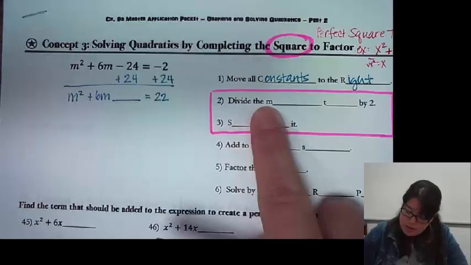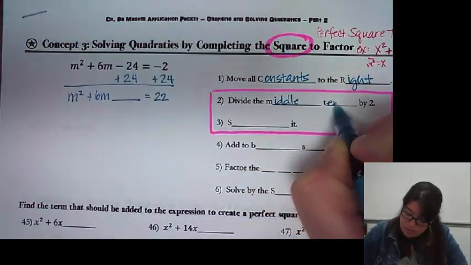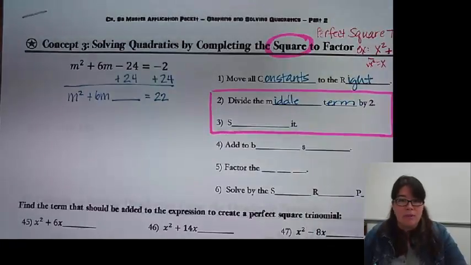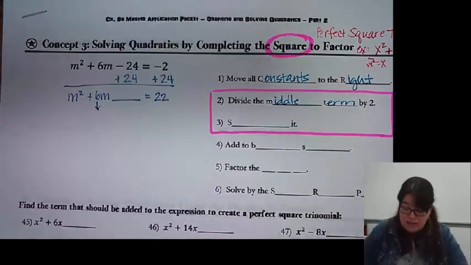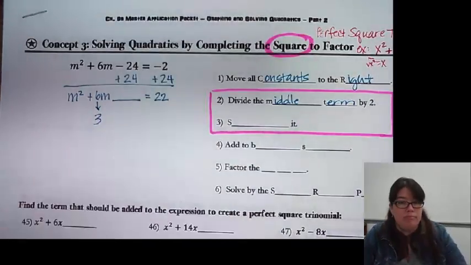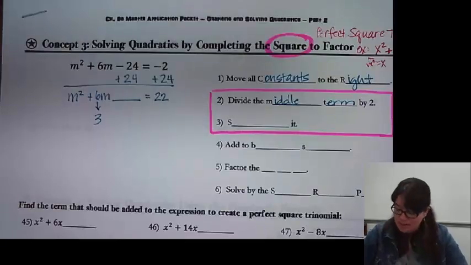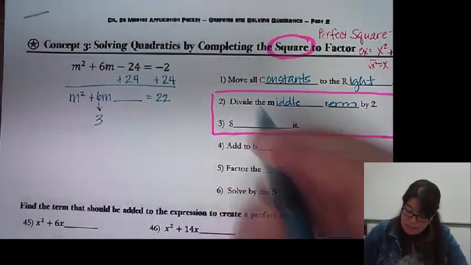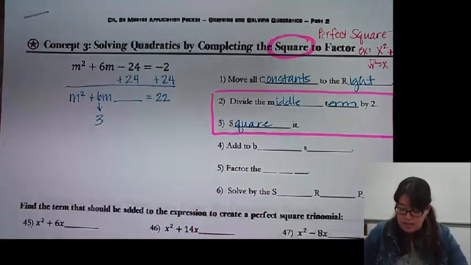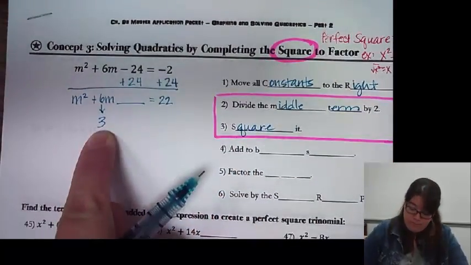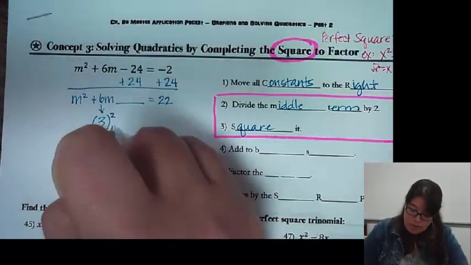First thing we're going to do is divide the middle term by 2. So you're going to take this, divide by 2. 6 divided by 2 is 3. There you go. Easy, right? At that part. Next, the next step is to square it. So take the number that you got when you divided by 2. You're going to pop it into parentheses and square it. 3 squared is 9.